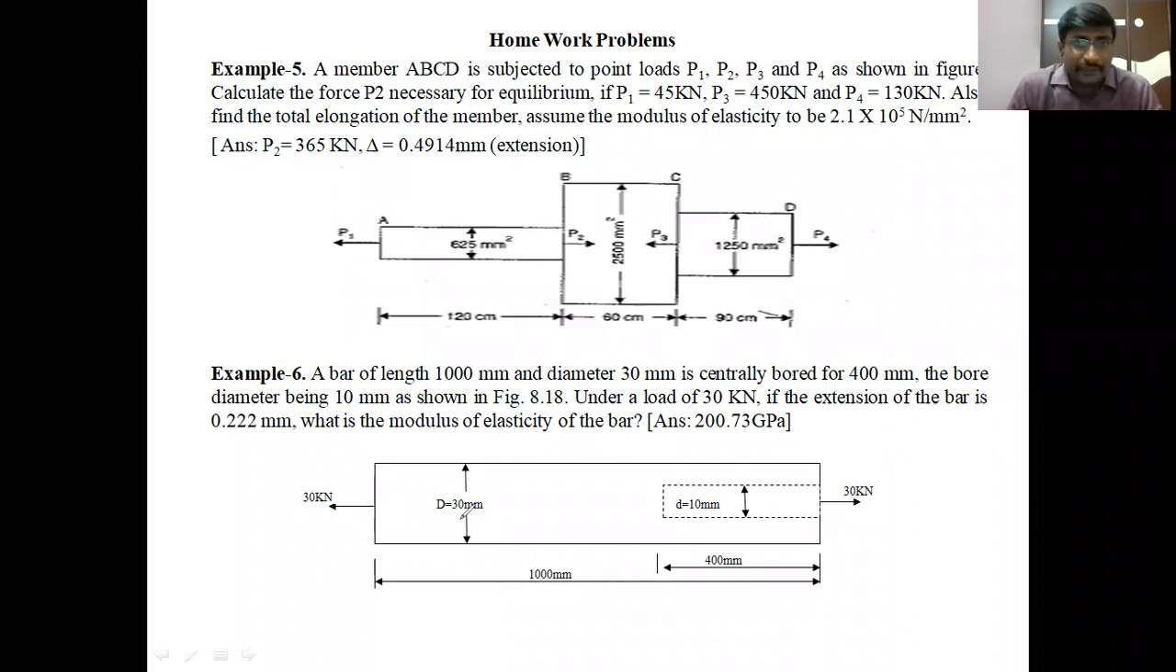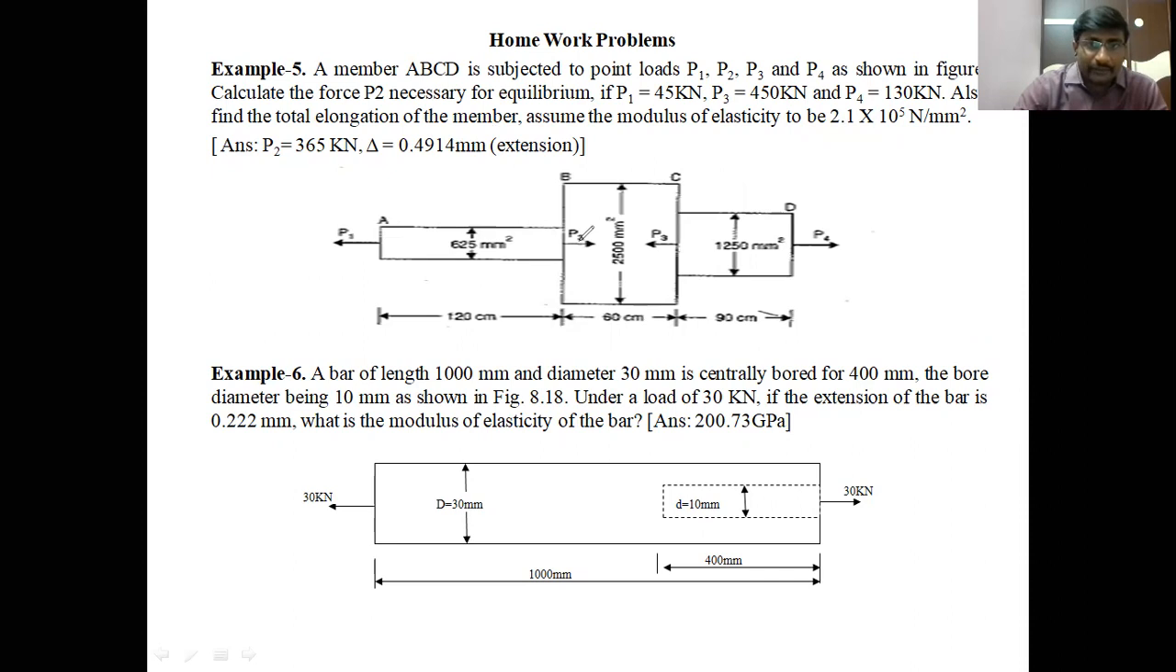First problem is example 5. A member ABCD is subjected to point loads P1, P2, P3 and P4 as shown in the figure. Calculate the force P2 necessary for equilibrium if P1 is 45 kilonewtons, P3 is 450 kilonewtons and P4 is 130 kilonewtons. Also find the total elongation of the member. Assume the modulus of elasticity to be 2.1 × 10^5 newtons per mm square. This is the given problem.